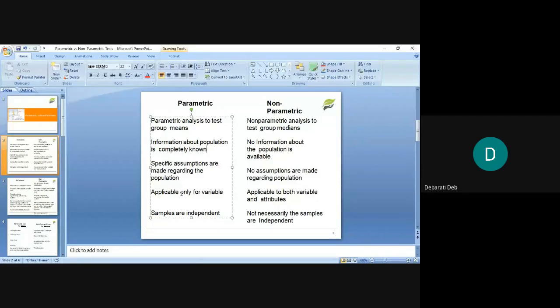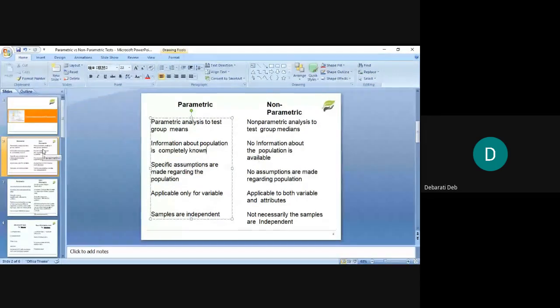And if you're randomly selecting samples, then you're doing independent sampling. So if the samples are selected randomly, then you can apply a parametric test. Whereas in a non-parametric test, the samples may not be independent. They can be dependent also.